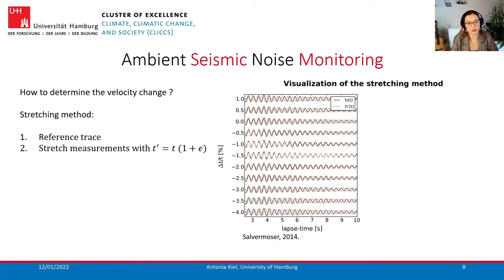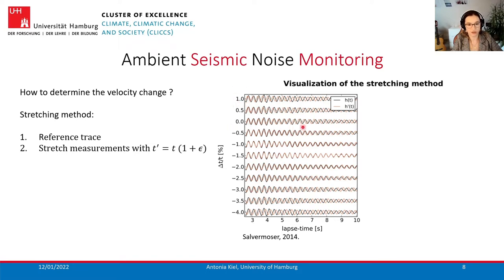So what we now do for the stretching method, after we defined our reference trace and we have our measurement after a velocity change happened, is that we stretch our measurement in time using different stretching factors, which is shown here by this equation. And this is visualized on the right-hand side. What we have on the y-axis are the different stretching factors, so this epsilon value in percent, for example from -4% going up to +1%.